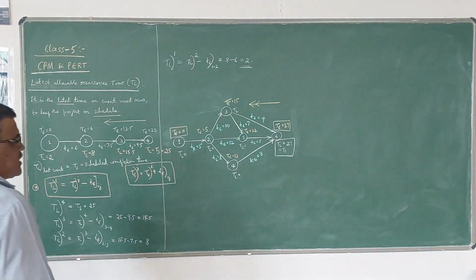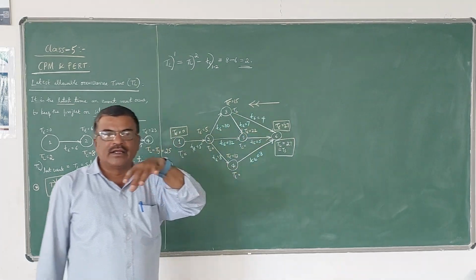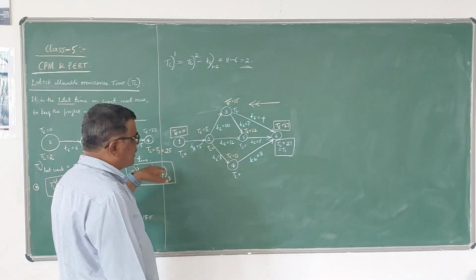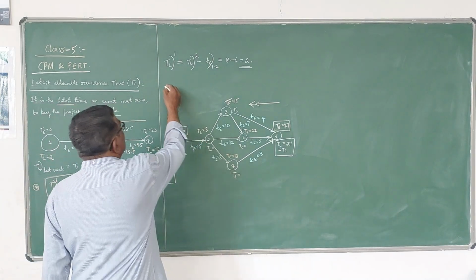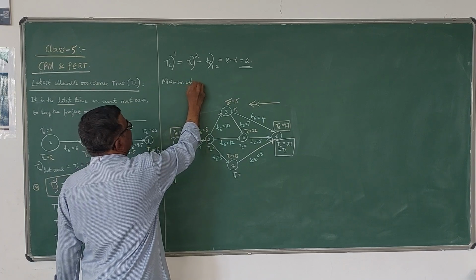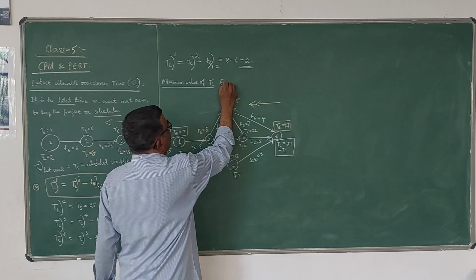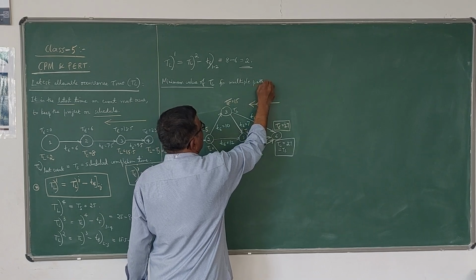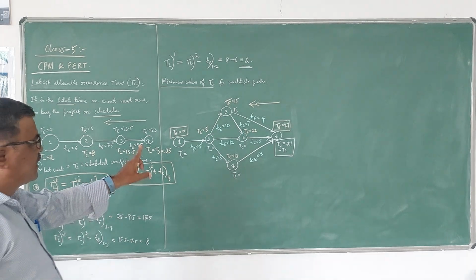One thing is, when you are calculating capital TE, you are taking the maximum of the values as the capital TE value. In this case, we have to take the minimum of the TL values. That is the important thing. So we are going to consider the minimum value of TL for multiple paths. To calculate TL, we have to take the minimum value. Let us see how we can do that.